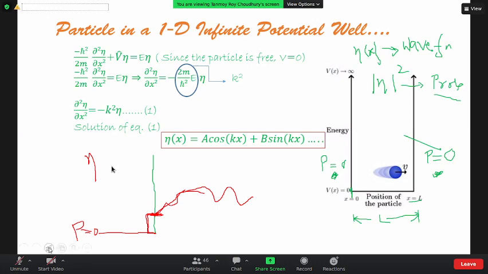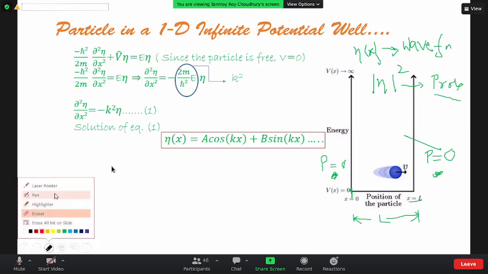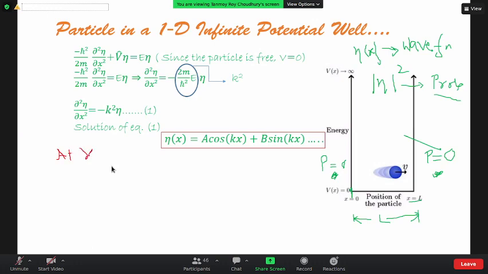Right. So let me erase this. So what are the two boundary conditions? The first boundary condition, let's do it. At x equal to 0, eta will also be equal to 0. Am I right? Yes, sir.